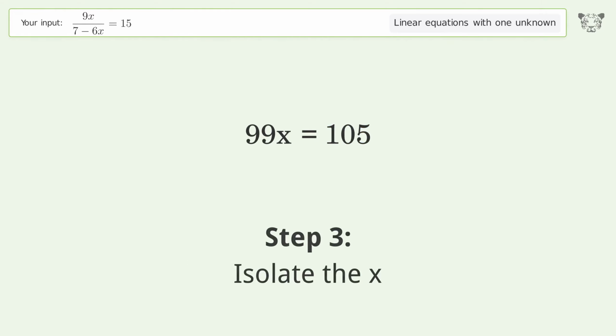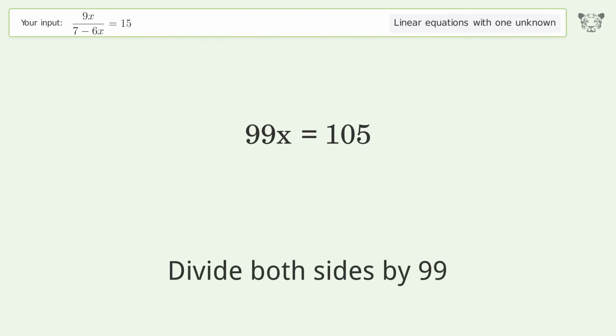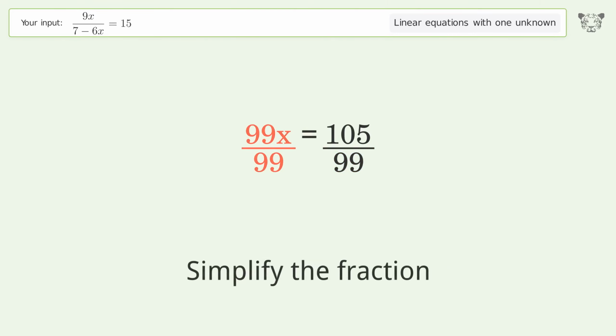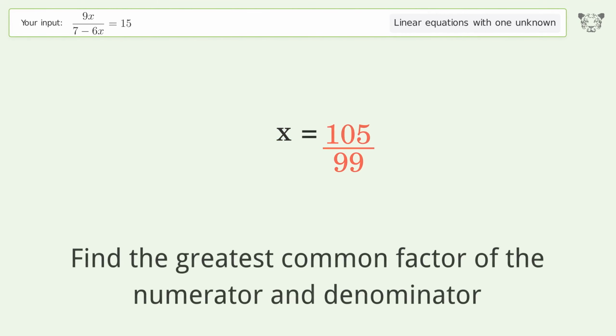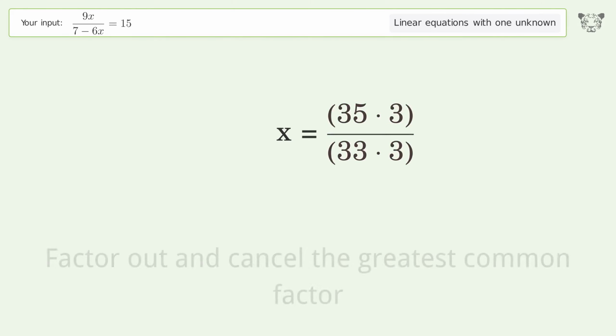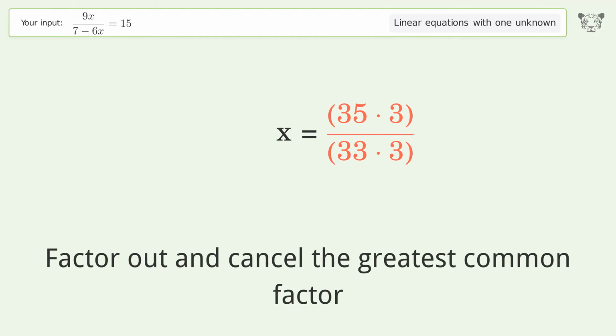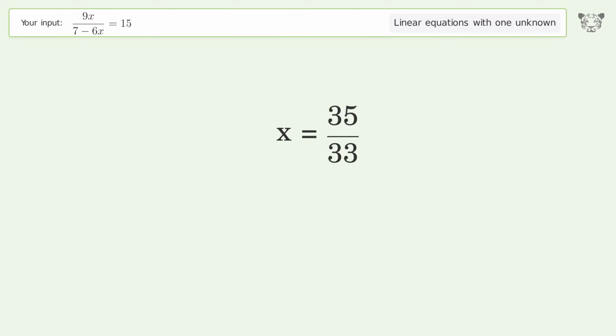Isolate the x. Divide both sides by 99. Simplify the fraction. Find the greatest common factor of the numerator and denominator. Factor out and cancel the greatest common factor. And so the final result is x equals 35/33.